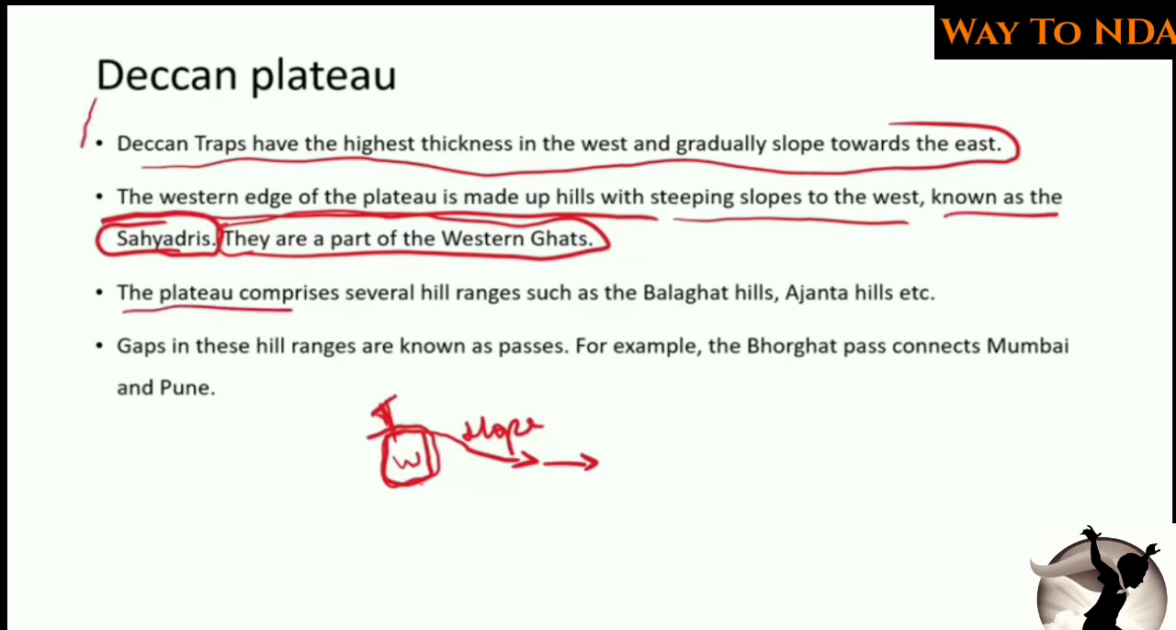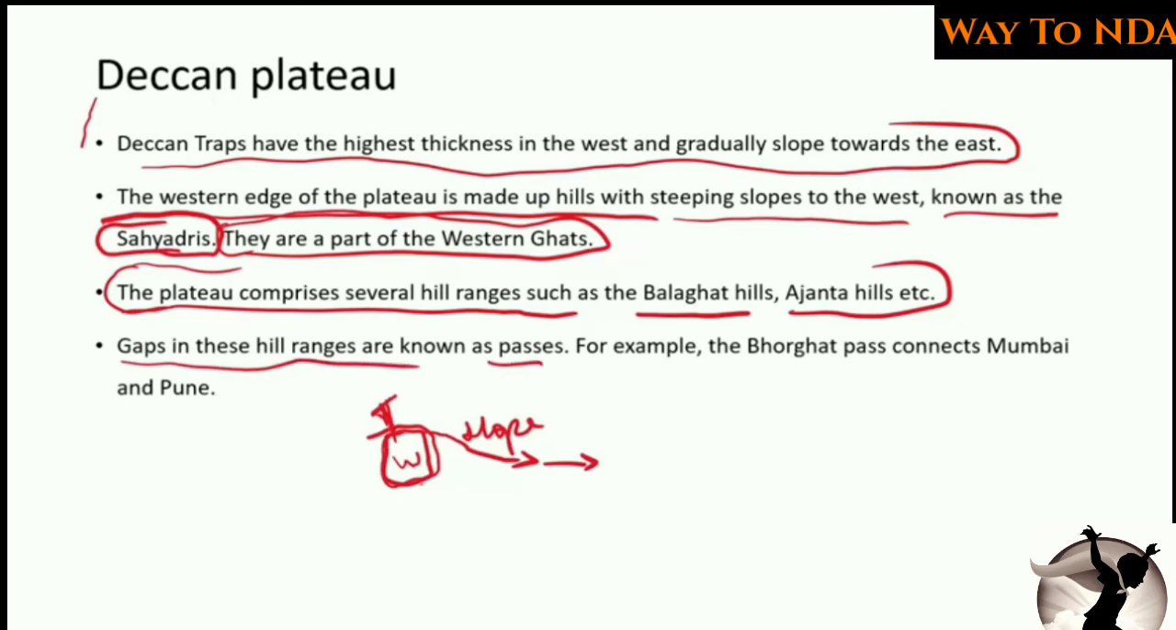The plateau comprises several hill ranges such as the Balaghat Hills and Ajanta Hills. There are many small hill ranges in this Deccan Plateau, and gaps in these hill ranges are known as passes. These passes are helpful for connecting two cities. For example, the Borghat Pass connects Mumbai and Pune.